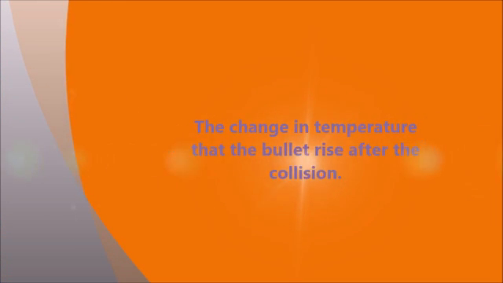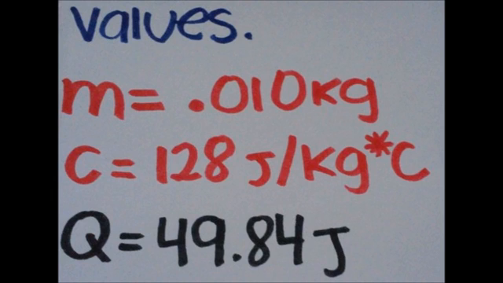The third question is about finding the change in temperature of the bullet after the collision. The first step is to list the values. The mass of the bullet will be 0.010 kilograms. The specific heat of the bullet will be 128 joules per kilogram Celsius, and the heat will be the result from our previous question, which is 49.84 joules.